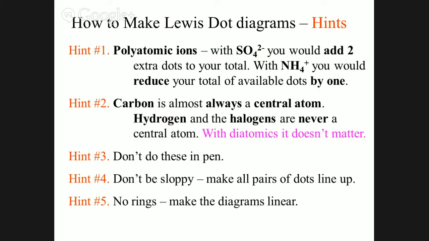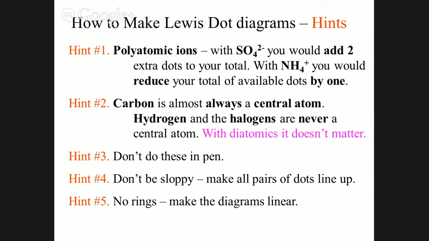So, some hints in doing Lewis dot diagrams. First off, if it's a polyatomic ion, has a charge, okay? Negative charges mean add extra dots. So I would look at, in this case, SO4, just like I looked at the SO3 in the previous example, but then to my total I would add 2 more because I have that -2 charge. If I had a positive charge, I would reduce the total number of available dots. In this case, NH4 plus, ammonium ion. That plus, there's no number there, so that's +1. That means I have lost 1 valence electron, so I would reduce the total of available dots by 1.